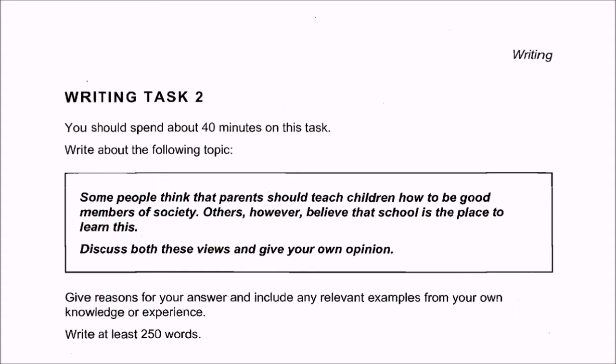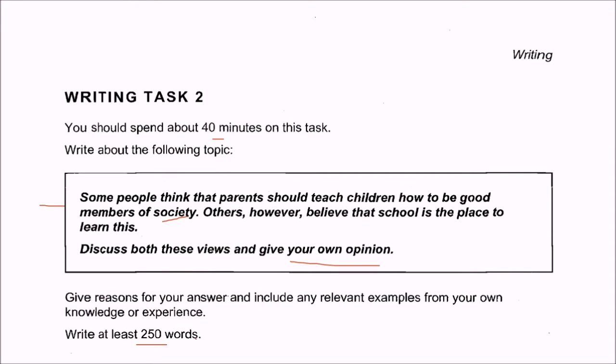Now we are on to task 2. And you can have 40 minutes for this. In all, you will have 60 minutes, so it totally depends on you which one you want to do first and put more time. The topic is: some people think that parents should teach children how to be good members of society. Others, however, believe that school is the place to learn this. Discuss both these views and give your own opinion.